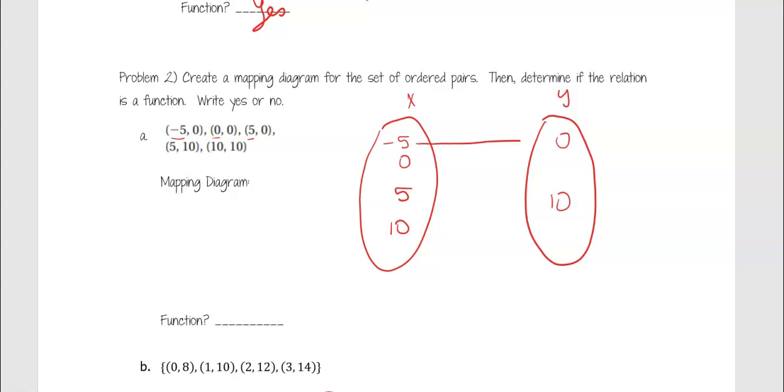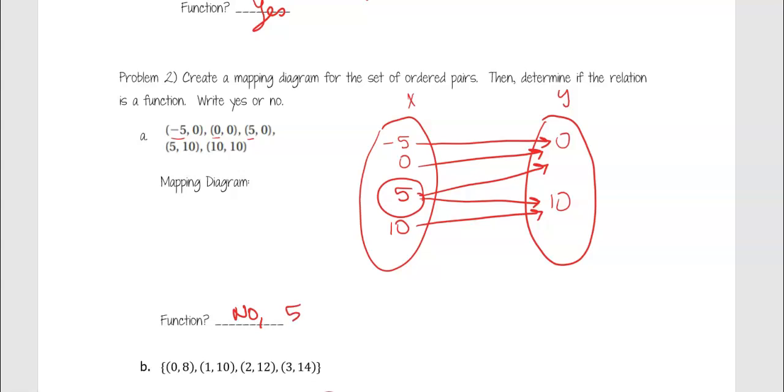And then we're going to draw the arrows to connect our points. So I've got -5 goes to 0, 0 goes to 0, 5 goes to 0, 5 goes to 10, 10 goes to 10. So right away you can see, and you maybe heard it in my voice, where's the problem? It's not a function. Right here, this is the problem. 5 is mapped to 2 different y values.